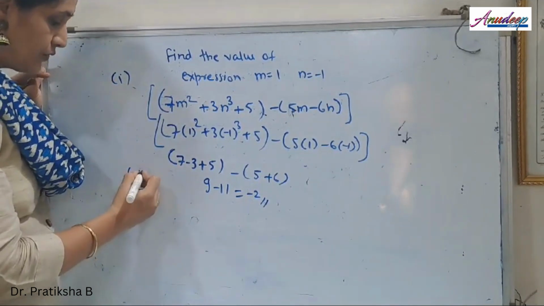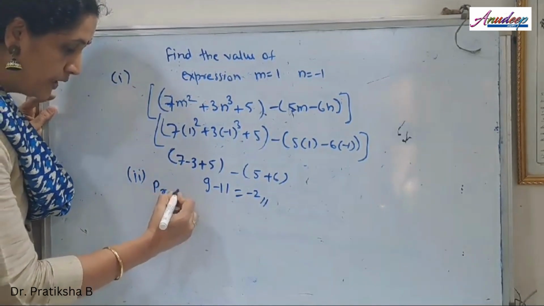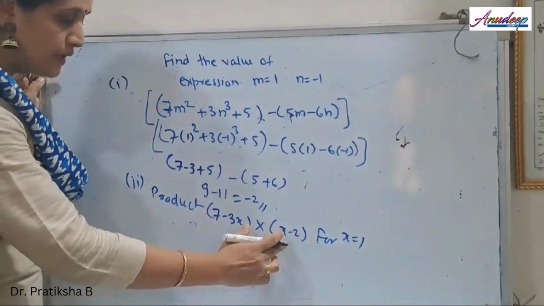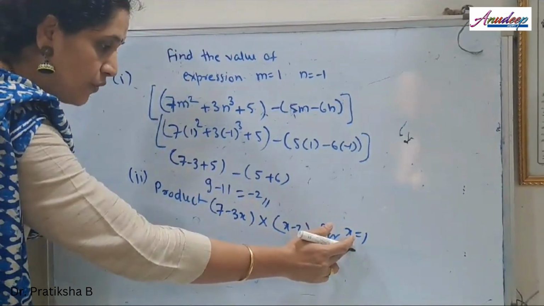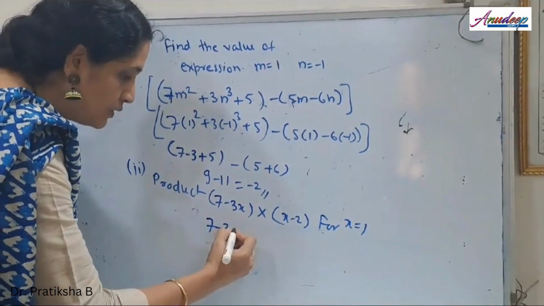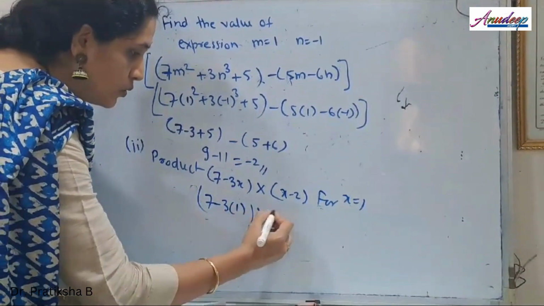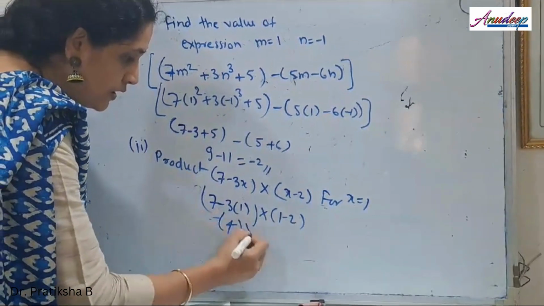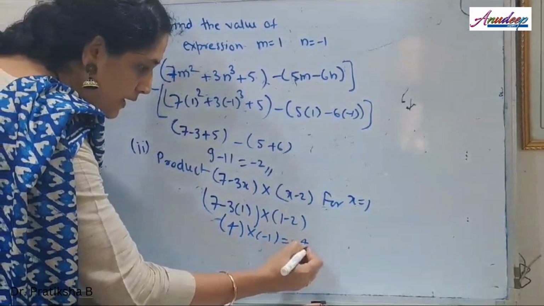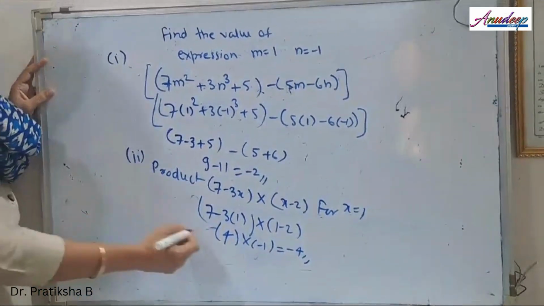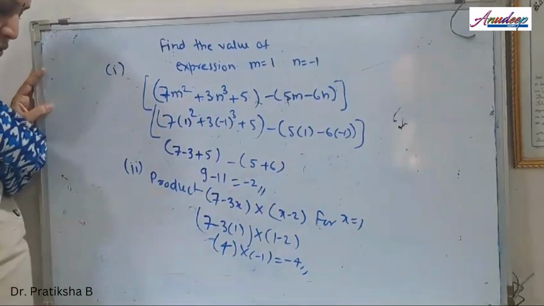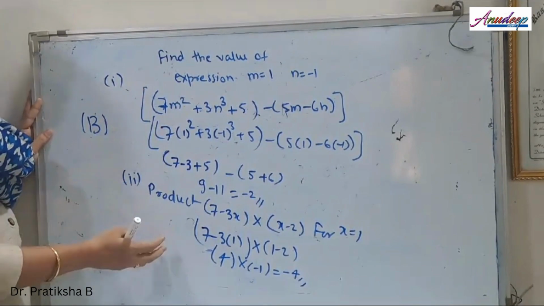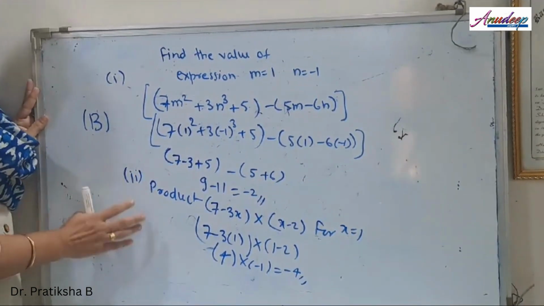For the second sub question, we need to find the product of the two terms, 7 minus 3x and x minus 2. Again, let us substitute the value of x directly before we multiply. So it will be 7 minus 3 into 1, into 1 minus 2, giving you 7 minus 3, that is 4, into minus 1, giving you the answer as minus 4. So for the second sub question, the answer is minus 4. For the first, that is minus 2. And the objective answer, that is B, has these two values. So for this question, B will be the answer.